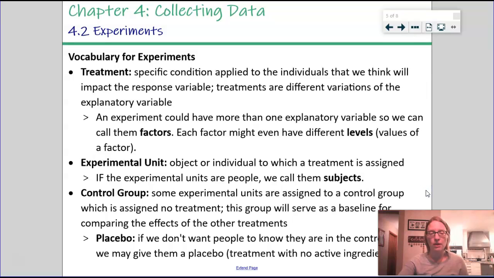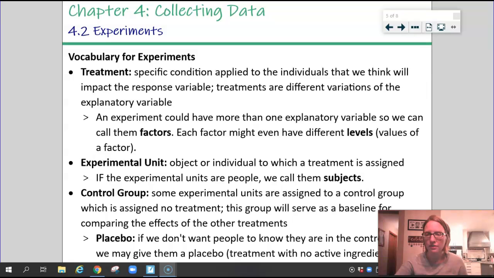And then our last vocabulary word with experiments is a control group. Often we use a control group for experimental units and assign them no treatment. And then we can use that control group as a baseline for our data when we compare the response variable from the other treatments.